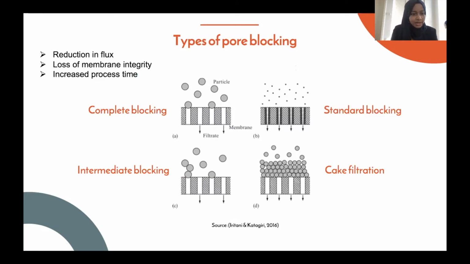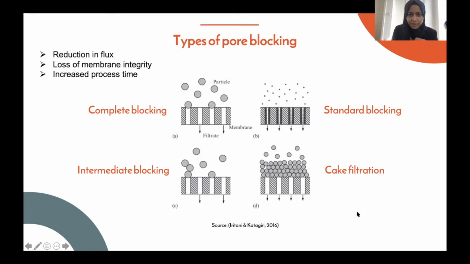So it is important, after learning the mode of operation, to learn the types of pore blocking. There are four main types of pore blocking, and these models have been devised by Hermia. They are very important because they give us an understanding of the types of fouling that take place and the mechanism behind the fouling. If we can understand which kind of blocking is taking place, it will help us come up with an antifouling strategy. The four types are complete blocking, standard blocking, intermediate blocking, and cake filtration.